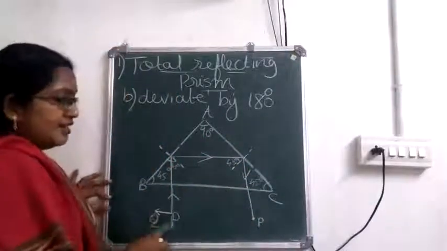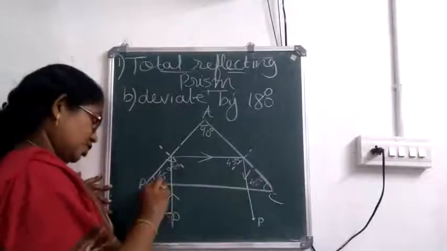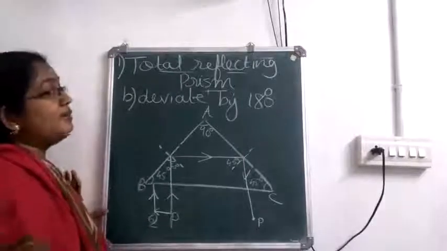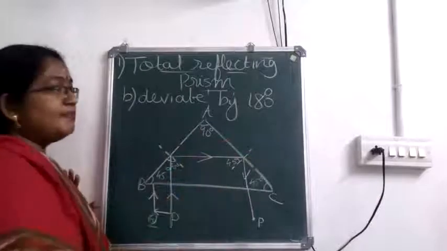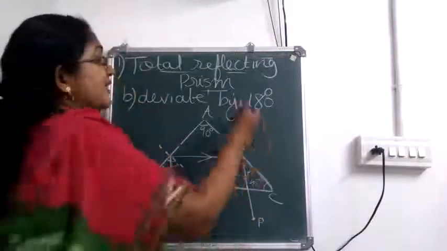Now it's not complete. We have to start from Q, isn't it? So from Q I am drawing the next ray. Here what is our aim? We have to deviate the light ray by 180 degrees. How can you say that about this 180 degrees?